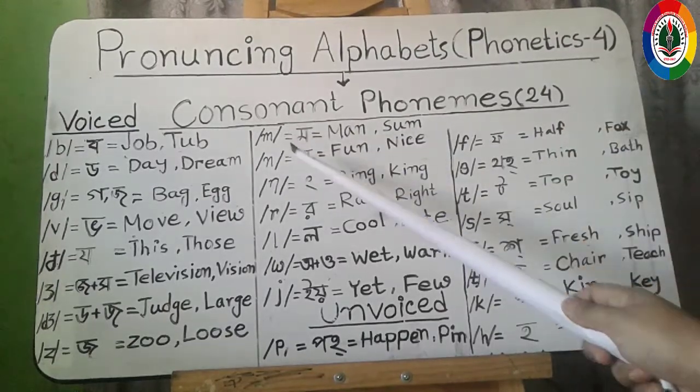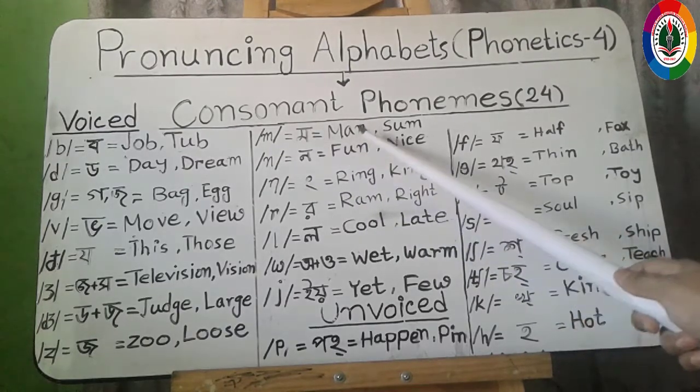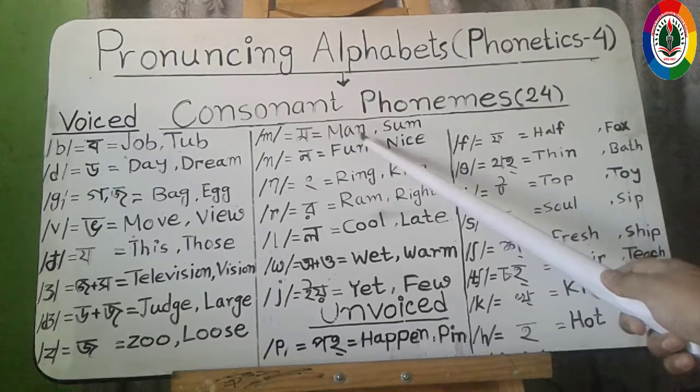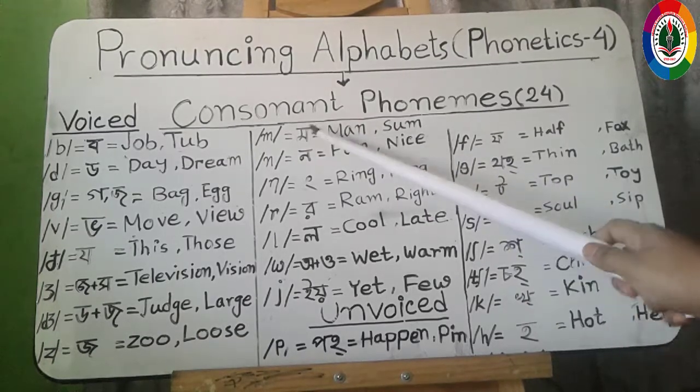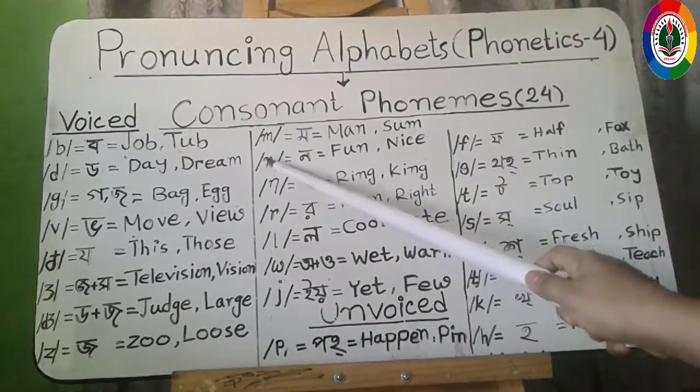The phoneme for this sign is "m", and the examples are like man, some. While you utter man and some, we find a presence of the phoneme "m". Then move to this one.